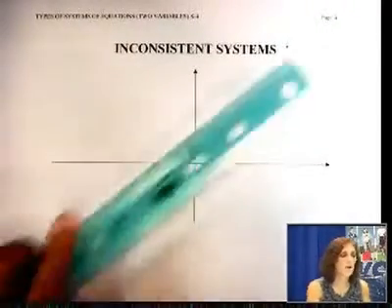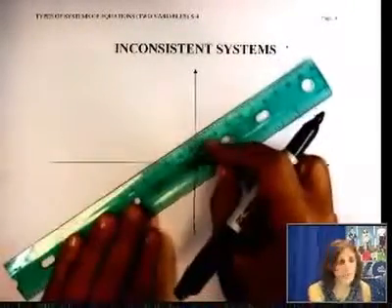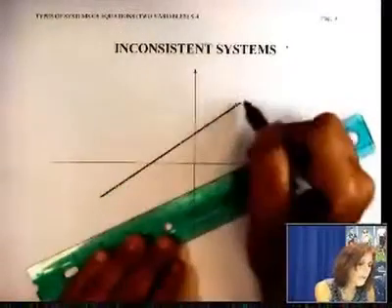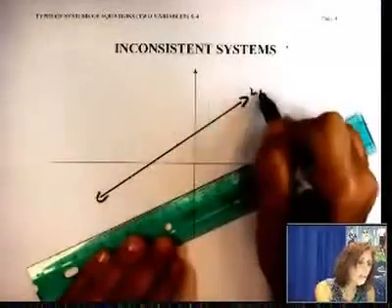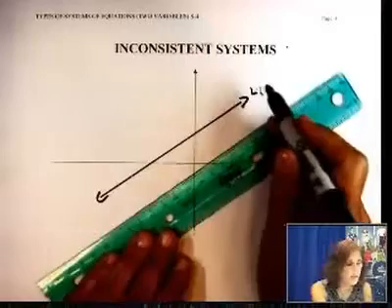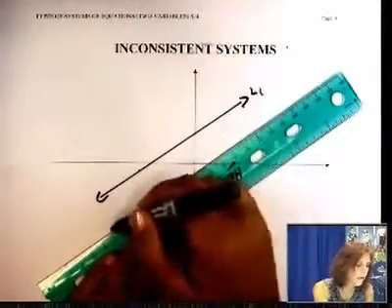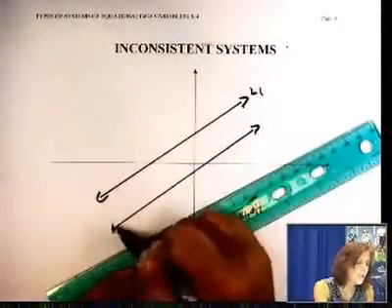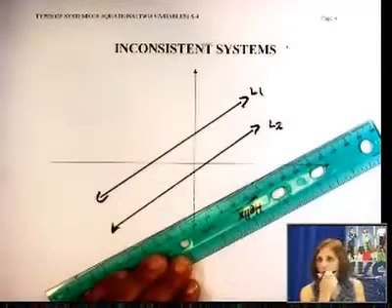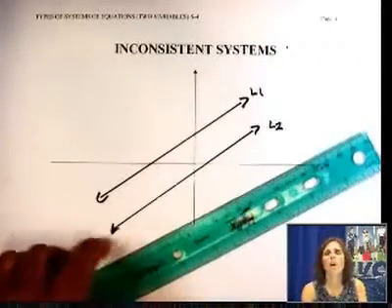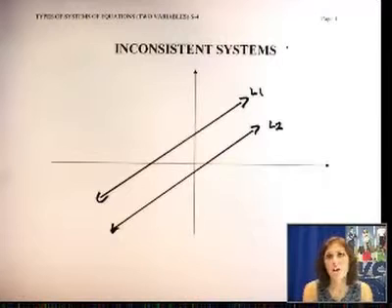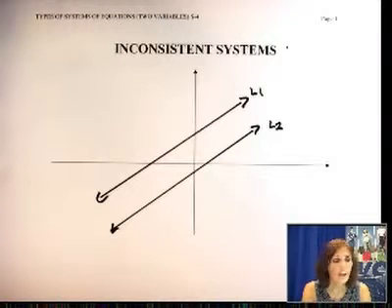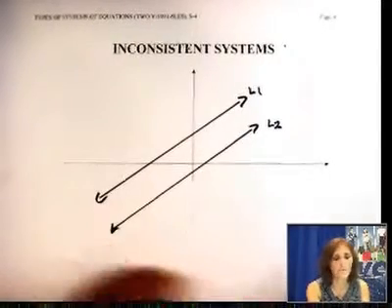Inconsistent systems. Those are the systems that have no solutions. How can that happen? Let's say L1. The only way that can happen is if you have an L2, and in no case is it going to get close to L1. So they are parallel lines. If we are talking about a linear system, they will never touch. They will always be away from each other. That's an inconsistent system.